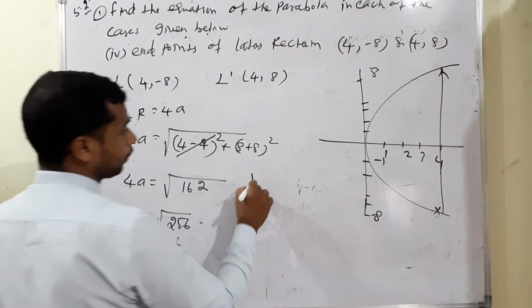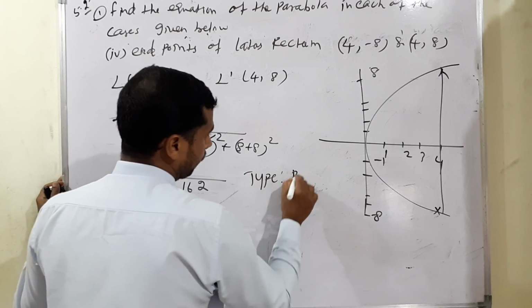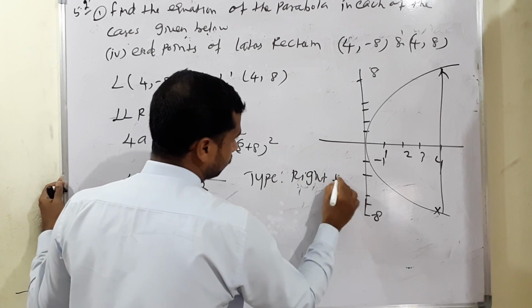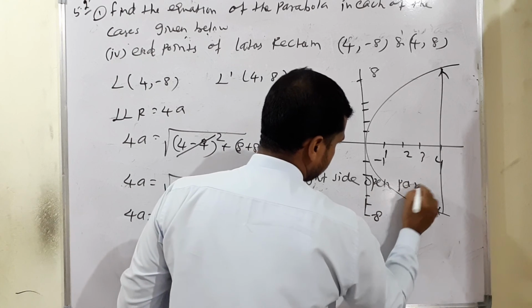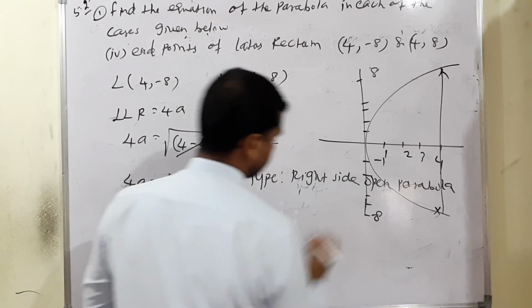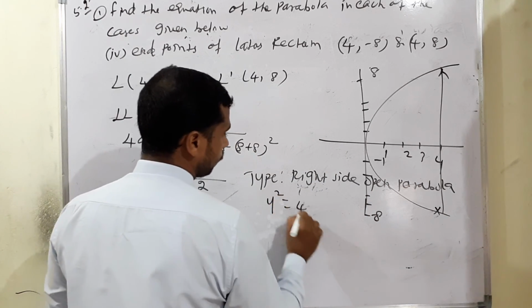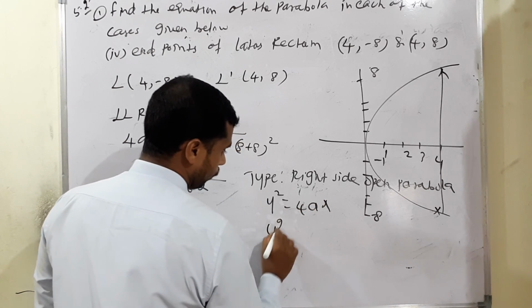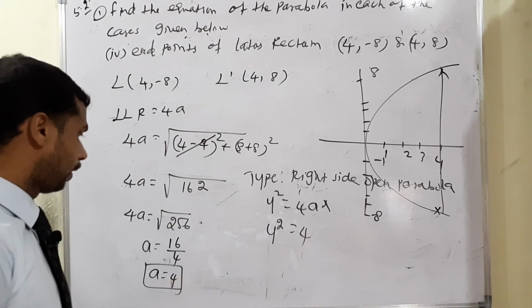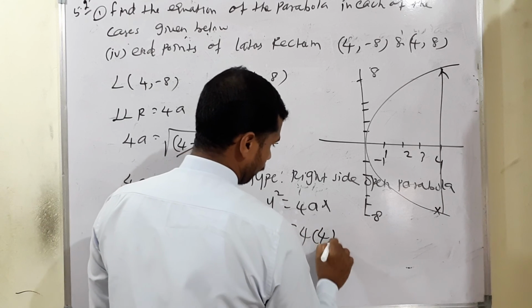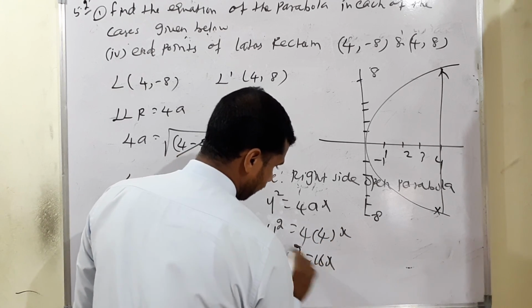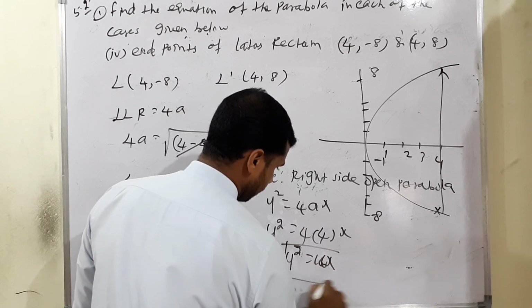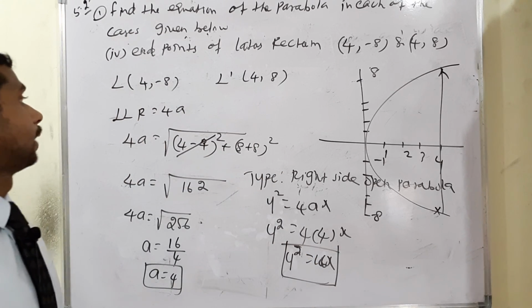Then the type is a right side open parabola. Right side open parabola means y square is equal to 4ax. Therefore y square is equal to 4 into the a value, also 4, into x. Therefore y square is equal to 16x. This is the answer for subdivision 4.